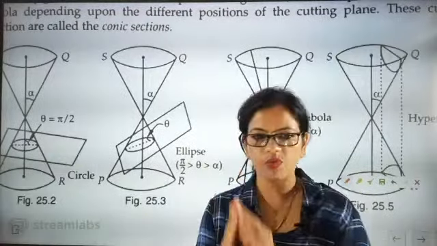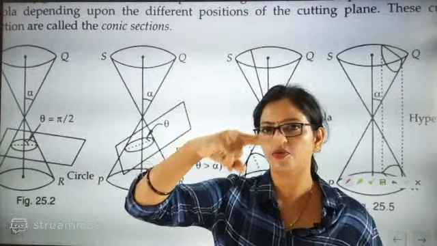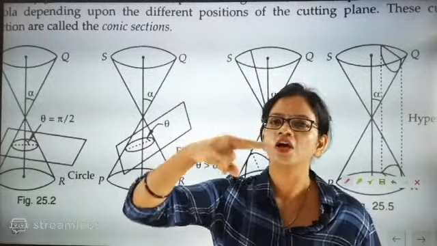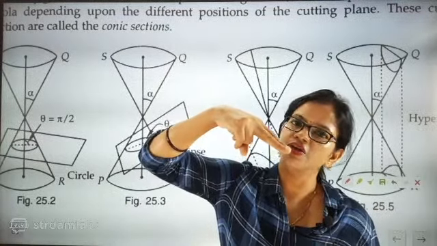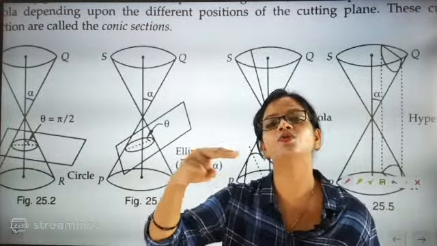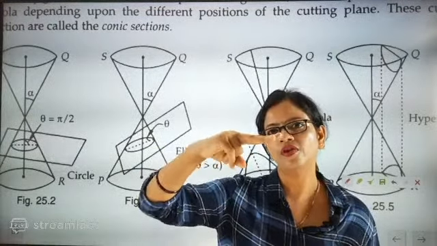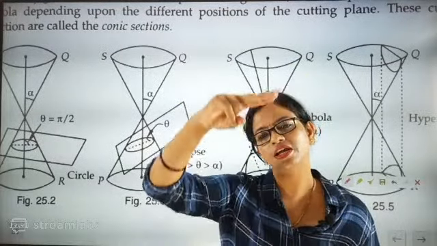Just you have to remember one simple thing, that take a scissor, don't use the scissor like this. The moment you will use the scissor like this, you will be getting a circle, but the moment you will use the scissor like this, you will be getting an ellipse. I hope you might have understood this one. Easiest way to remember, like whenever you will cut the cone like this, keep on cutting the cone like this, you will keep on getting circles.